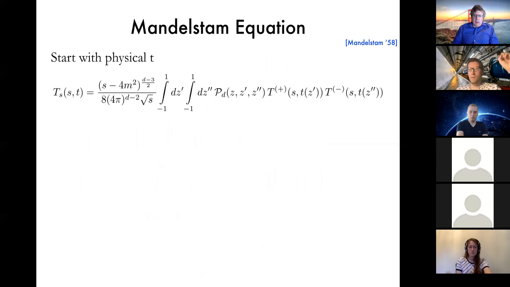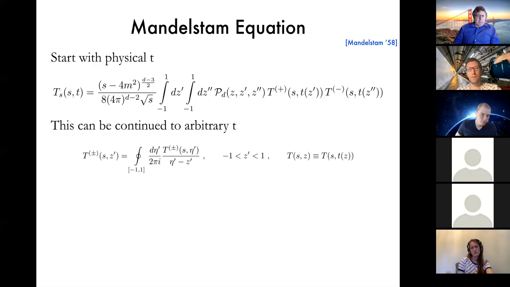Another way to think about it is due to Mandelstam, and he did it in 1958, a long time ago, where he started with elastic unitarity in the form I explained to you. So the discontinuity of the amplitude is equal to the amplitude squared. And he continued in T. So starting from physical T, which was negative, he continued it to arbitrary T. And the trick to do it is very similar to Froissart-Gribov.